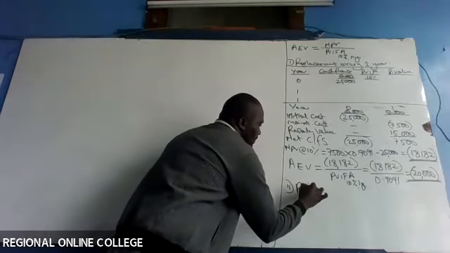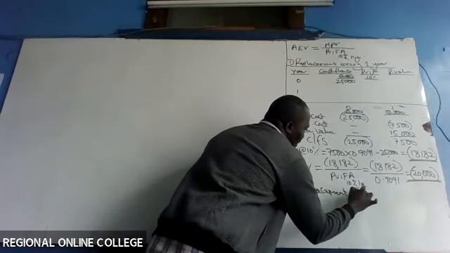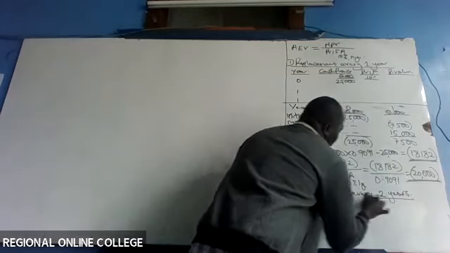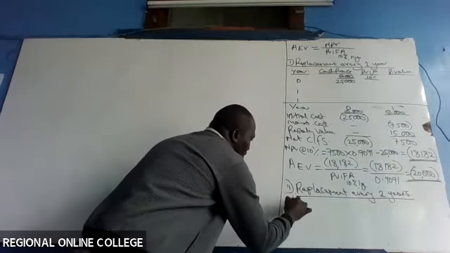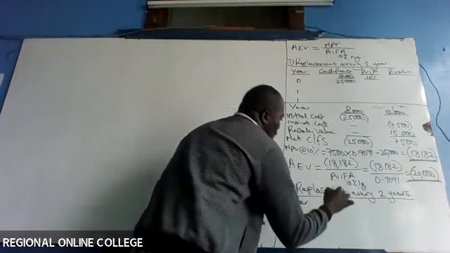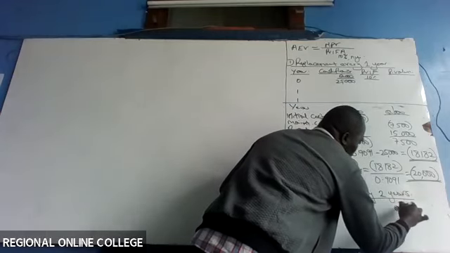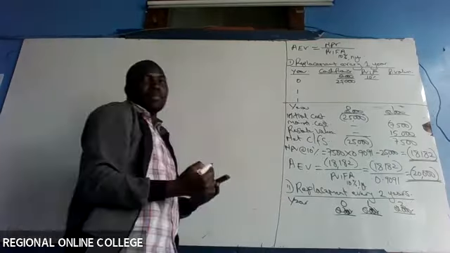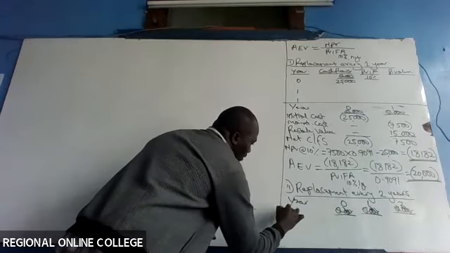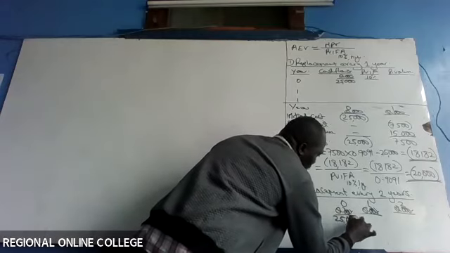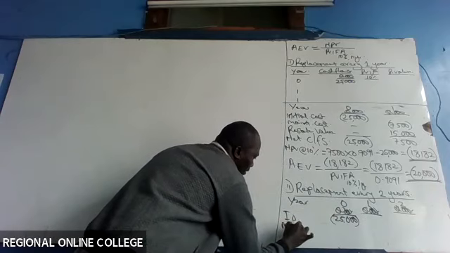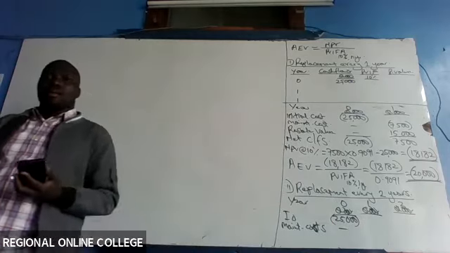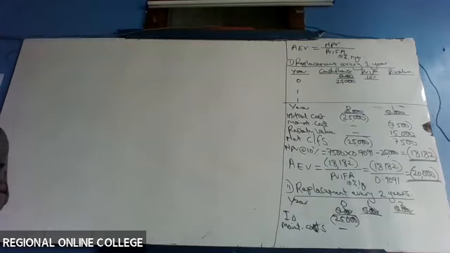Replacement every 2 years. So use the same concept to have the years. We have year zero, year one, and year two. We have the initial cost. We have 25,000 in year zero. We have the maintenance costs. In year one, we shall incur how much to maintain the machine?